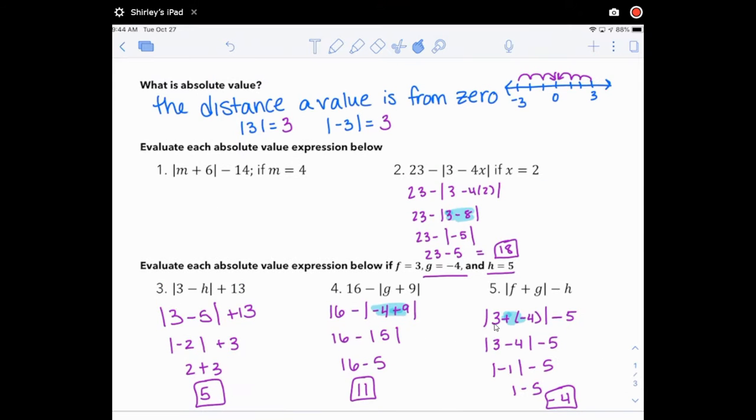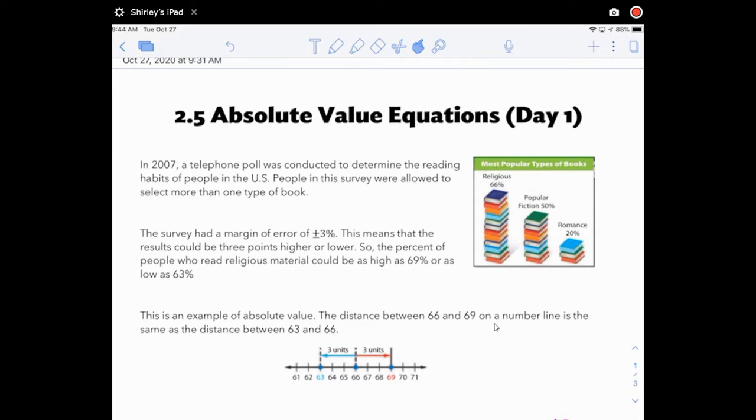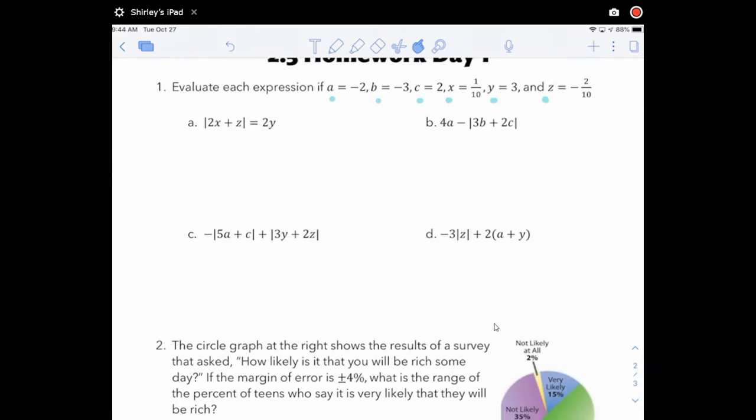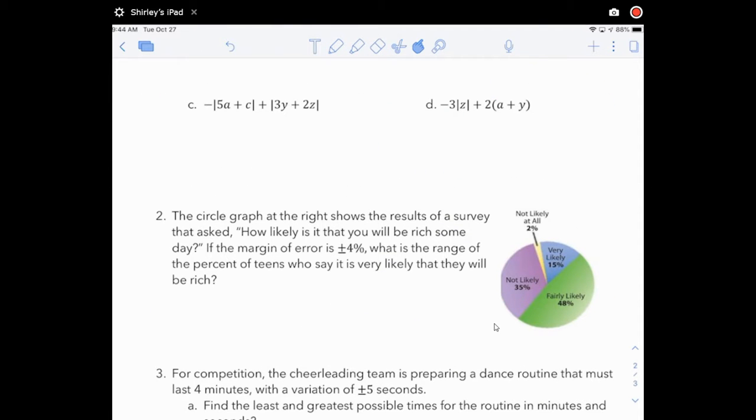So again, that kind of talks about this first situation here where I was talking about the religious books. If 66% said they read religious books, you cannot account for everybody. So we kind of open up our frame a little bit on both ends. So in this, you're talking about a circle graph. How likely is it that you will be rich someday if the margin of error is 4%? So you have not likely at all, very likely, fairly likely, not likely. So then if the margin of error is plus or minus 4%, you're looking at number of teens who said very likely. So just look at your very likely section. You have 15%. So think about what that plus or minus 4% is going to be there.